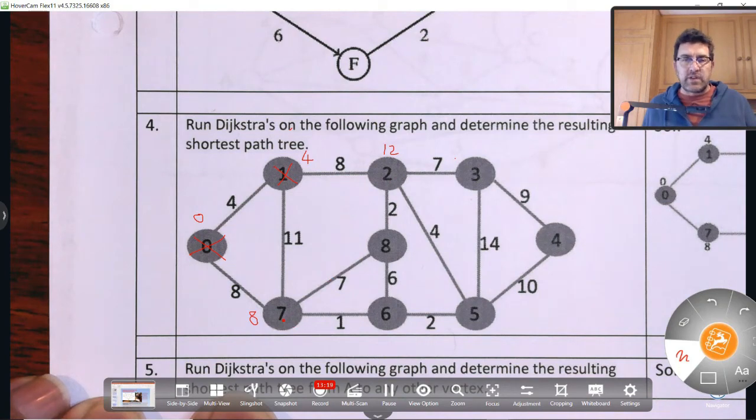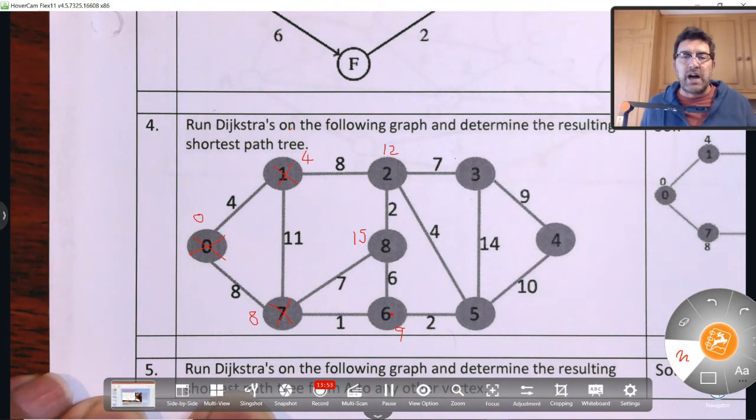We add 7. Now to get from 7 to 6, I add 1 to the 8. Okay, so I've got 8 plus 1, which gives me a 9 here, and 7 to get to vertex 8 is 8 plus 7, which gives me a 15 over here, and that's the only ones that I've got. I'm not going to change that one. Okay, so I mark this vertex as visited. I now pick the smallest one between those 3, which is 9.